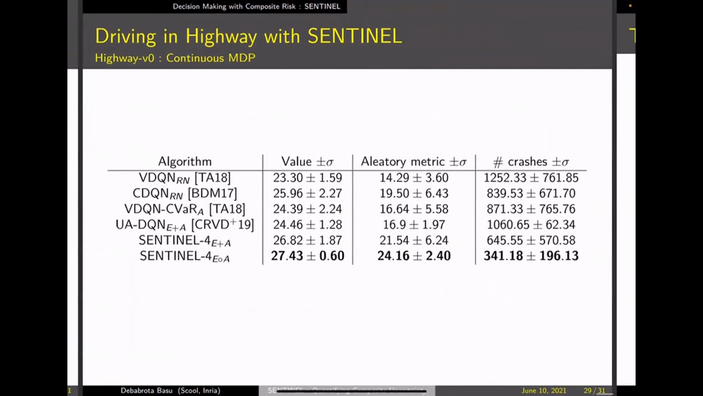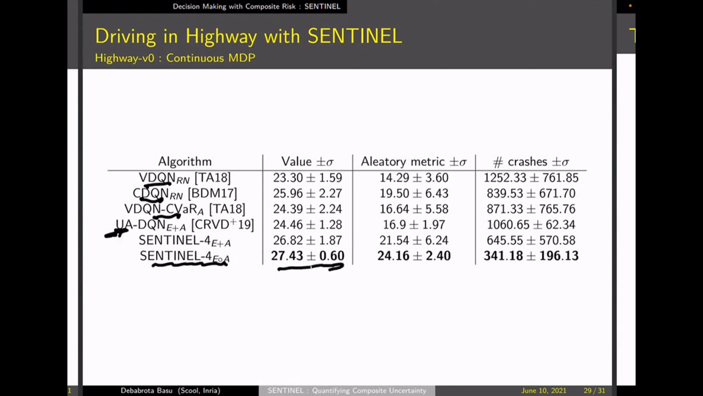And last but not least, we want something scalable that works for near real life applications. So we have tried to apply it on a highway. There is a simulating environment called highway, which was made by one of the PhD students in school. It is a continuous problem where you have to drive a car in a fast moving highway with multiple lanes among 10 other cars. And we have seen that typical algorithms like VDQN or CDQN, or even VDQN if you add risk to it, or the existing additive risk formulations, work much worse than the Sentinel that uses the composite risk.